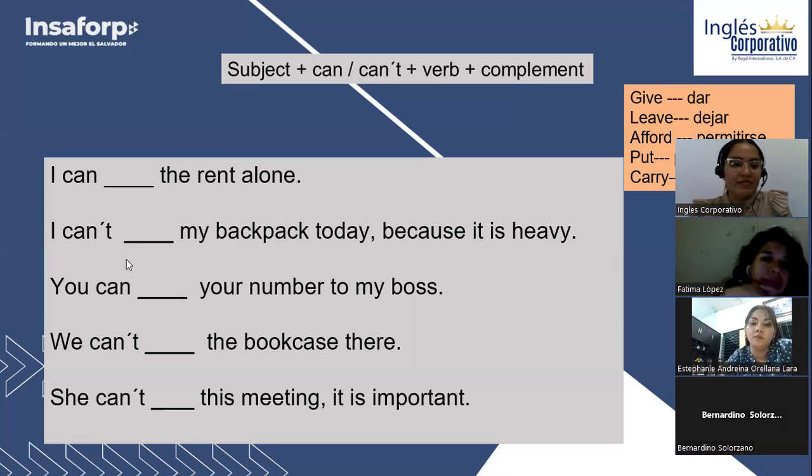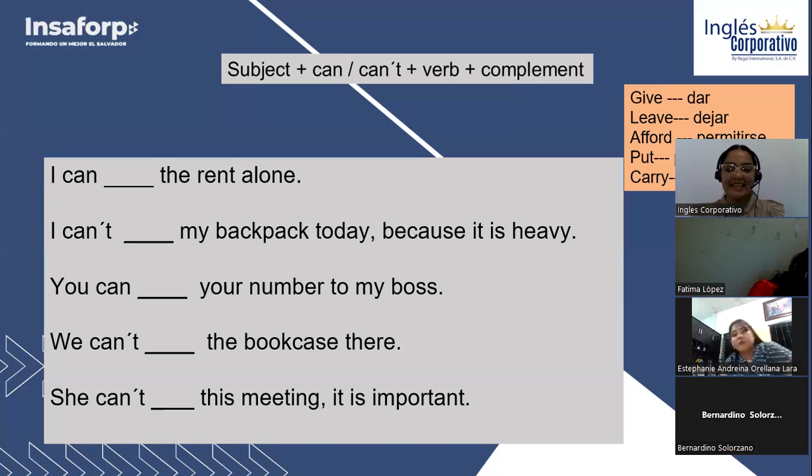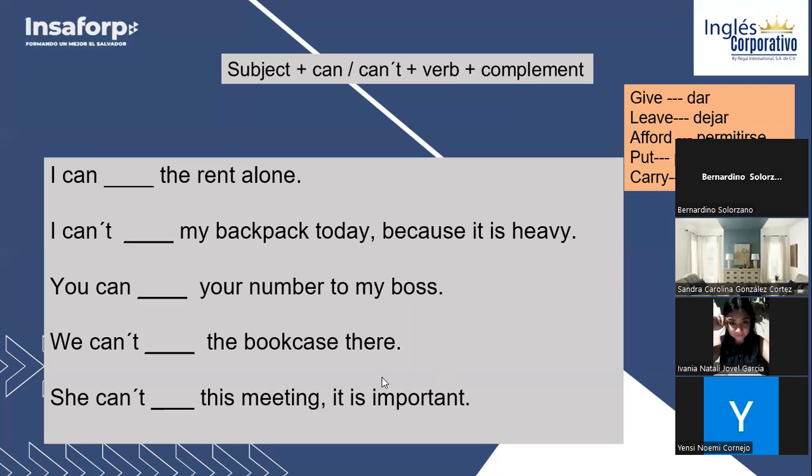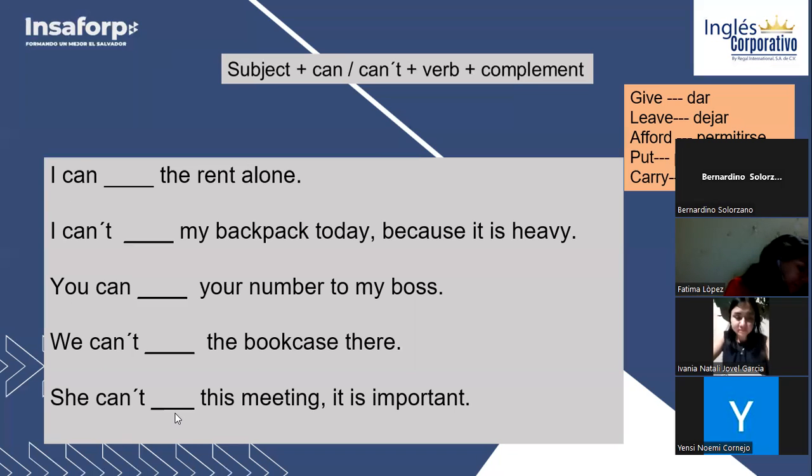Excellent. Let's see, Stephanie, what do you have for the second one? I can carry my backpack today because it is heavy. Heavy, excellent. Good one. Bernardino, what do you have for the third one? You can give your number to my boss. Excellent. Thank you so much. Sandra Carolina, can you give us number four? We can put the cake there. Okay, thank you. And Ivania, number five. She can leave this meeting. It's important. Perfect. You have the right answers here.